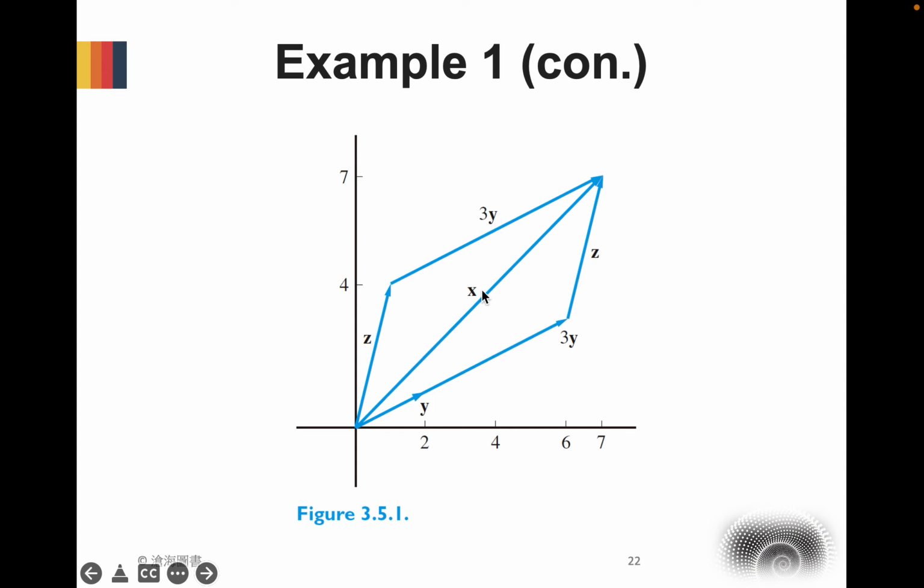Geometrically, it looks like this. Originally, if we represent x with respect to the standard basis, that is (1, 0) and (0, 1), x is represented as (7, 7). And for the same vector (7, 7), we can represent it with respect to the basis y and z. Here we can see that it can be represented as 3y plus 1z. That is the same vector x.